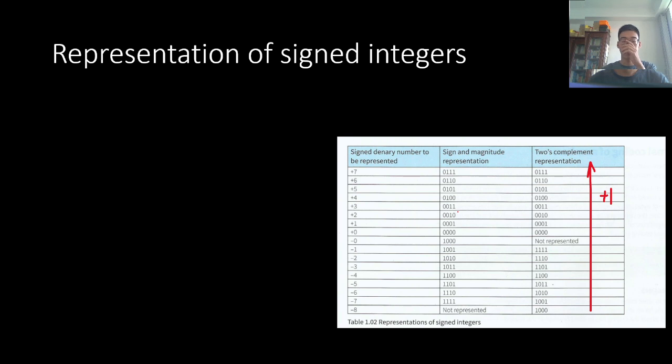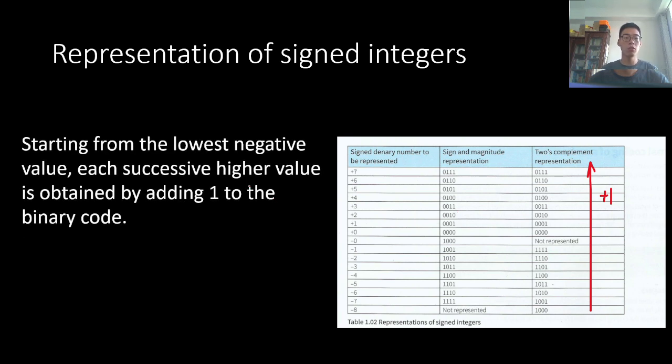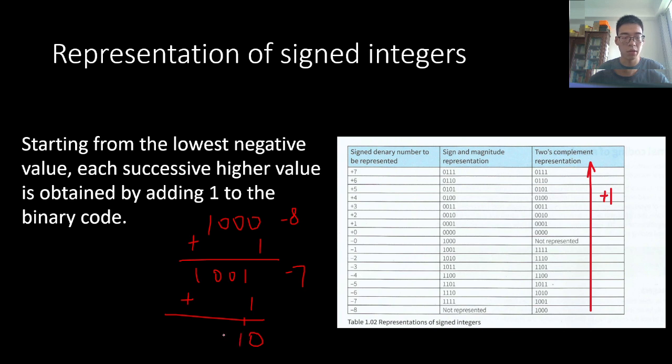Another one is that, starting from the lowest negative value, each successive higher value is obtained by adding 1 to the binary code. So for example, we have minus 8, which is 1000, and then with plus 1, we have 1001, which is minus 7. So minus 8 plus 1, we have minus 7. So we plus 1 again. 1001 plus 1 is 1010, which is minus 6.